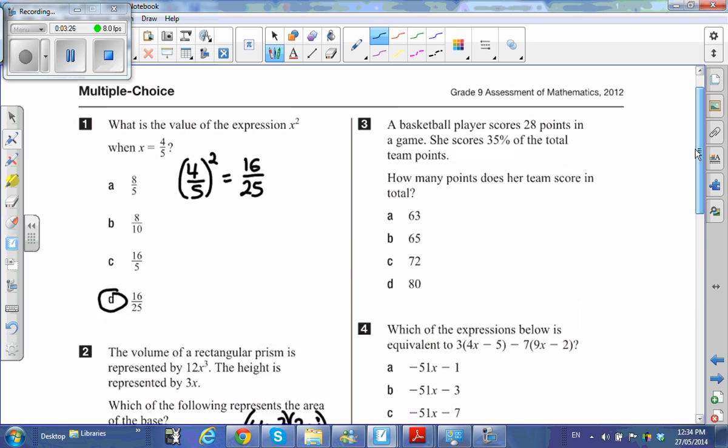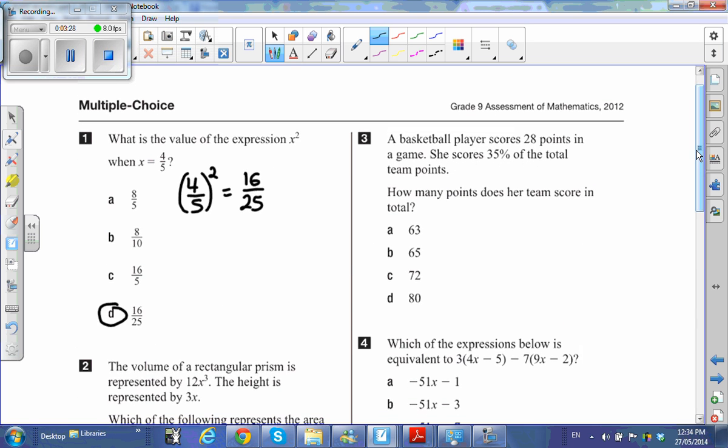Moving up to the next question, number 3. This one I think's a little bit on the tricky side. She scores 35% of the total team points, and she scored 38 points. So I might set this up as a proportion. Now, we didn't do a lot with proportions, but I noticed some of you, when you came to solving questions, quite often you were doing a cross multiply, which was nice to see.